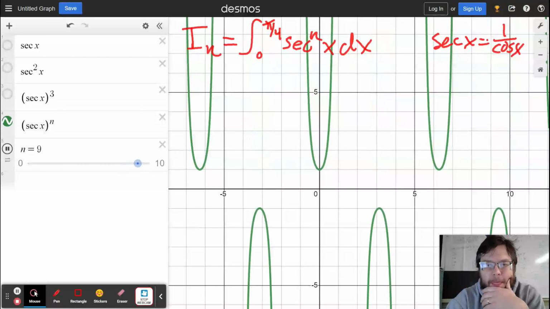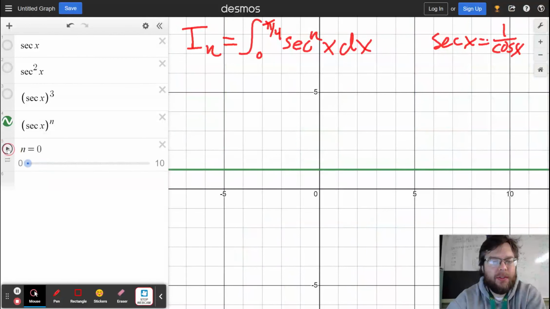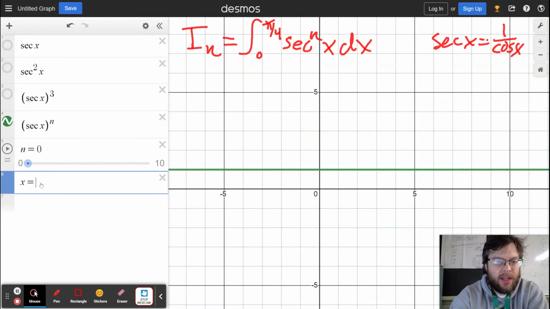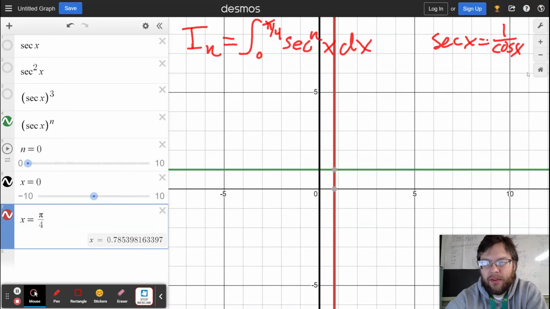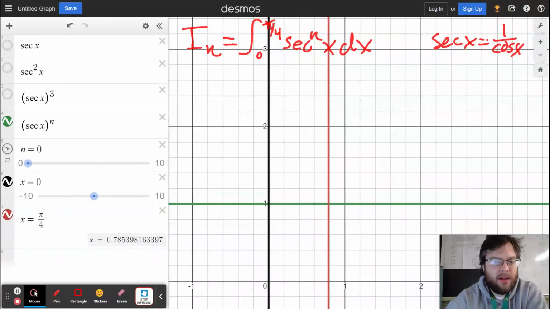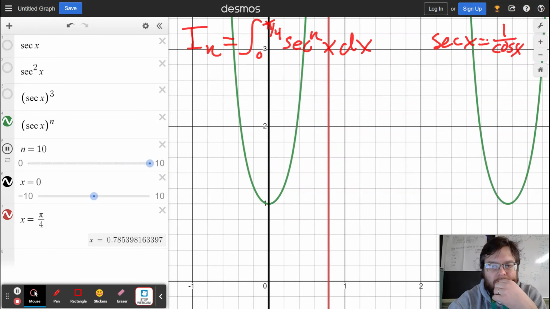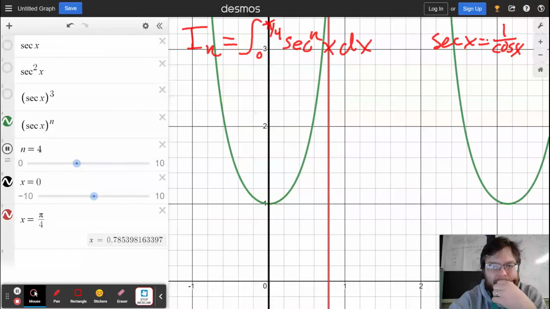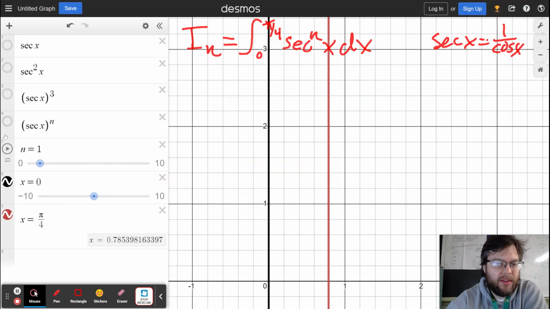So that's what we're going to be integrating. And on all of those, we're going to be integrating them from x equals 0 to x equals pi over 4. So I can even zoom in on just that interval right there. We're going to be finding that area under the curve. Okay, wonderful. So let's use Desmos to check our answers as we go through this process. So I'm going to clear out everything for now.